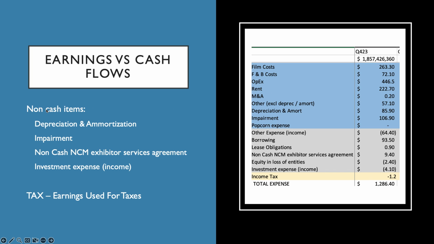And the reason is I want you to know that there are non-cash expenses. So notice I've got a list here of a few non-cash items. So depreciation and amortization. You could go down here and say, all right, they had $86 million in Q4, this 85.9 of depreciation and amortization. Well, that shows up as an expense. It decreases your earnings, but it was not a cash expense. It's just on paper.